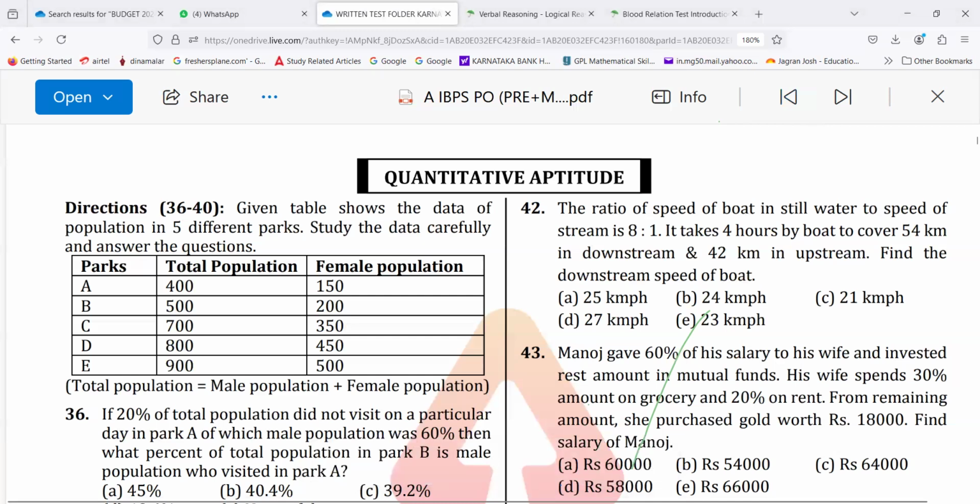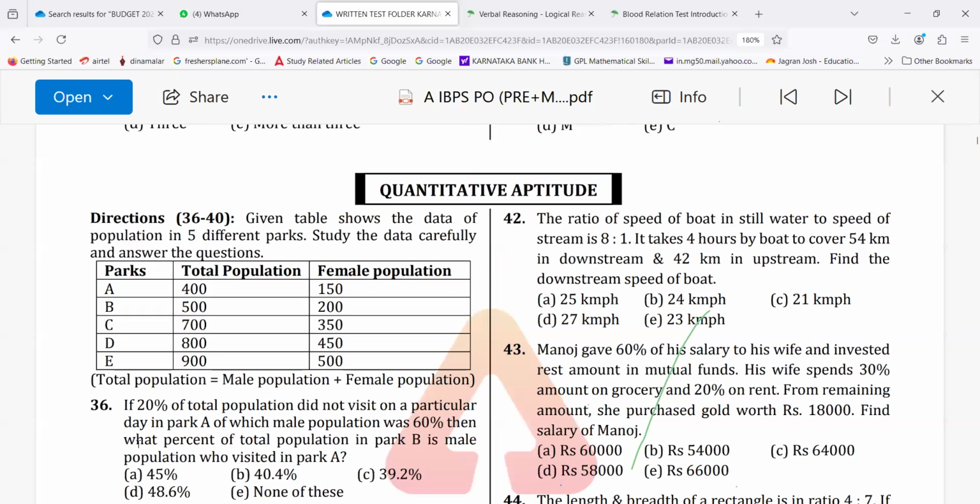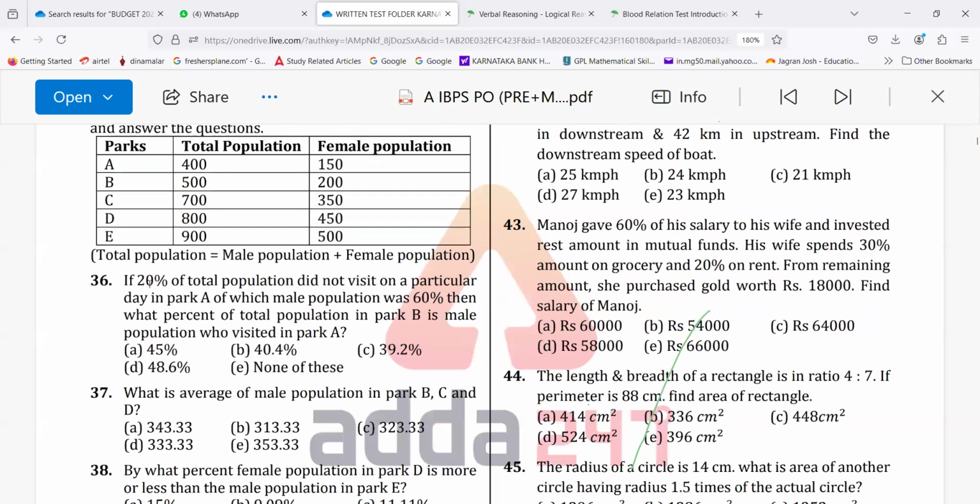Anyhow, doesn't matter. Candidates, please do 36 to 40. The given table shows the data of population in 5 different parks. Study the data carefully and answer the questions. A: total population 400, out of which female is 150. B: 500, female 200. C: 700, female 350. D: 800, female 450. E: 900, female 500.